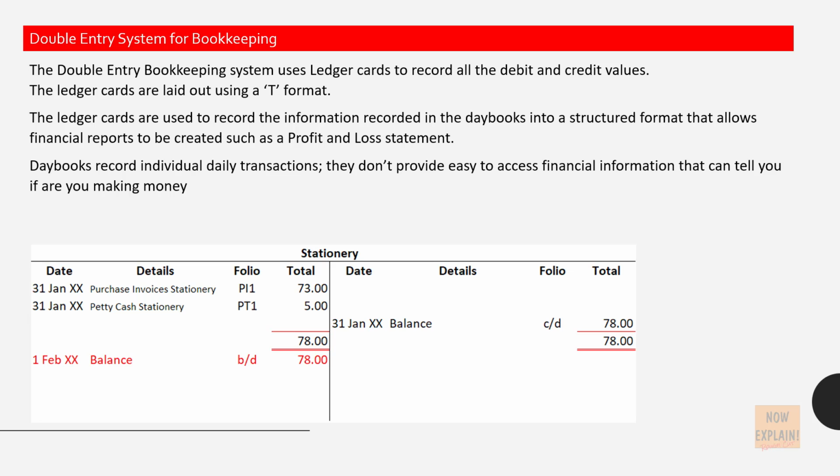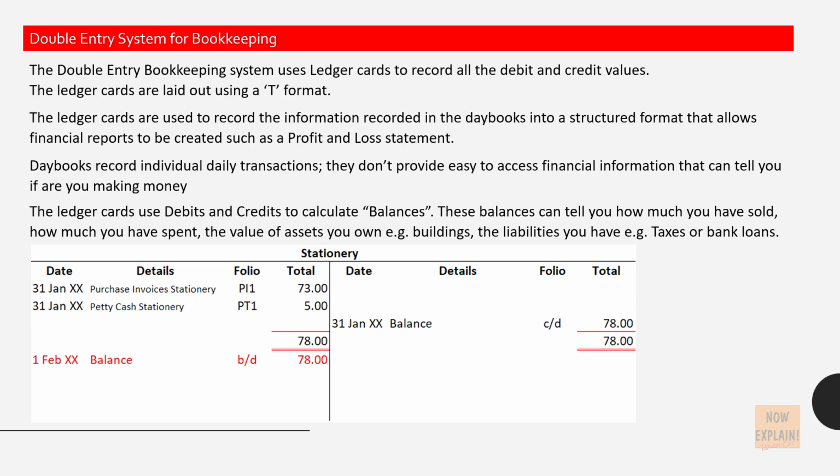Daybooks record individual daily transactions. They don't provide easy access to financial information that can tell you if you are making money. The ledger cards use debits and credits to calculate balances. These balances can tell you how much you have sold, how much you've spent, the value of assets you own, e.g. buildings, the liabilities you have, e.g. taxes or bank loans.